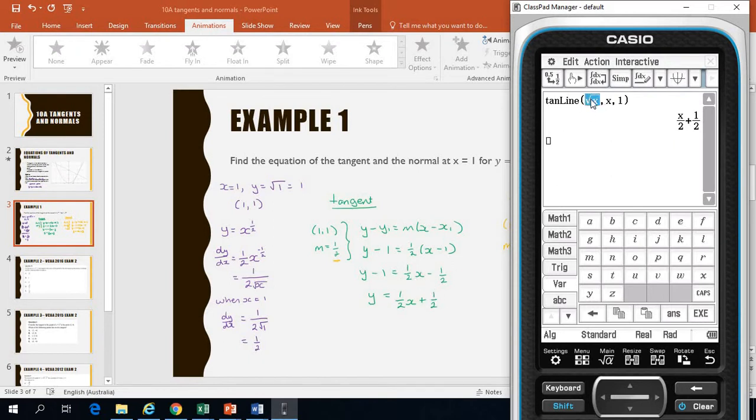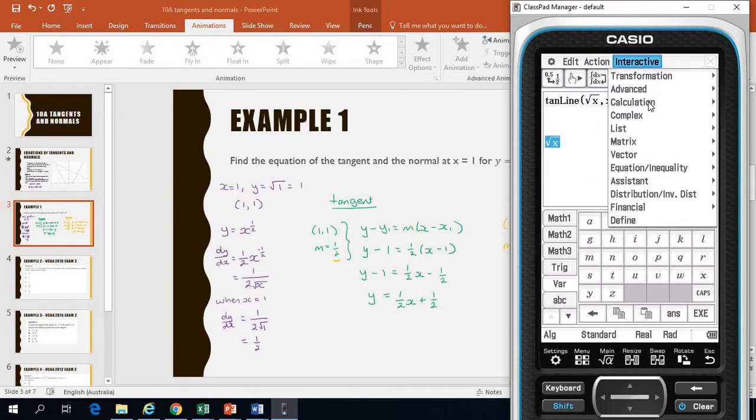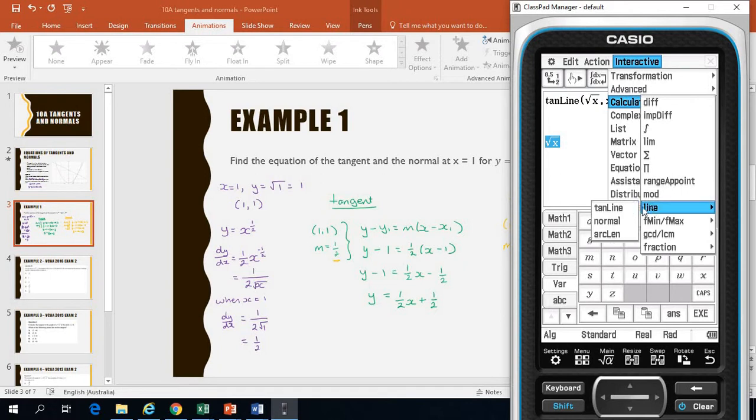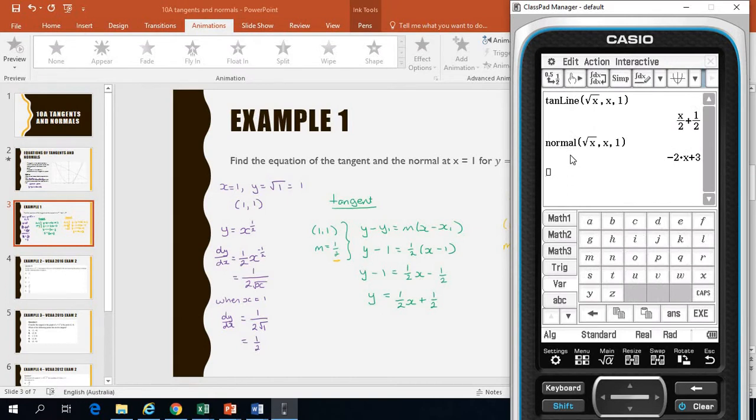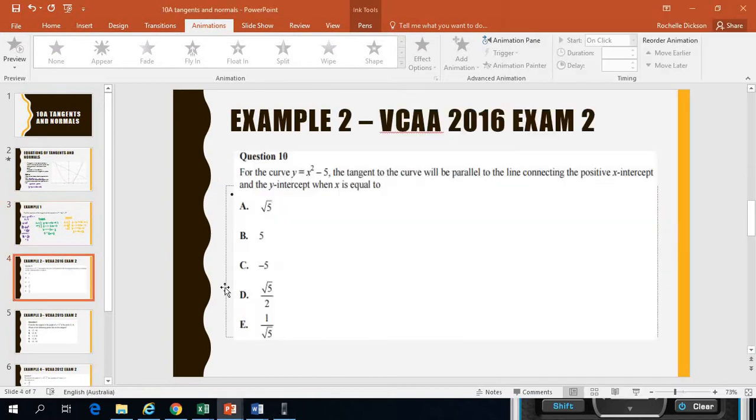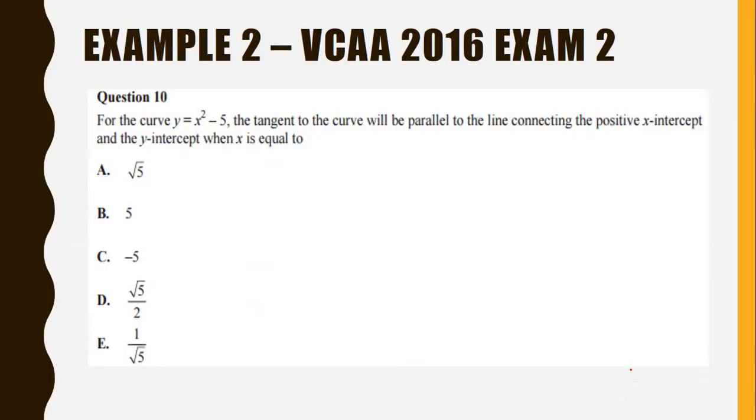We can find the normal the same way, so we can highlight and say interactive calculation line normal at the value where x is 1, and we get our normal equation y equals -2x plus 3. So using the calculator can be a very efficient way of finding our tangent and normal lines in technology-active situations. Let's go back now and have a look at a few past exam questions.